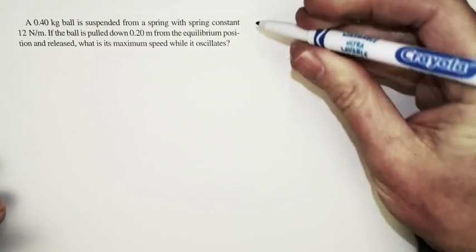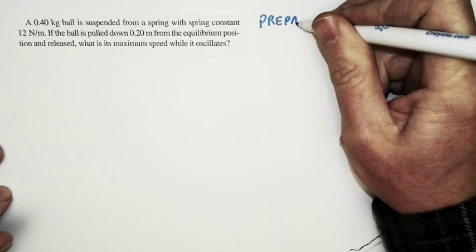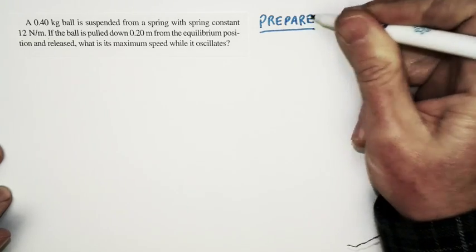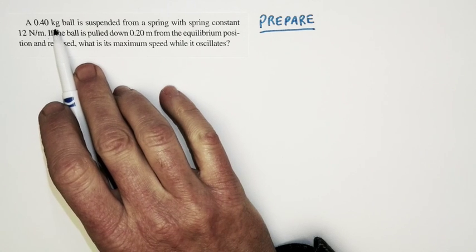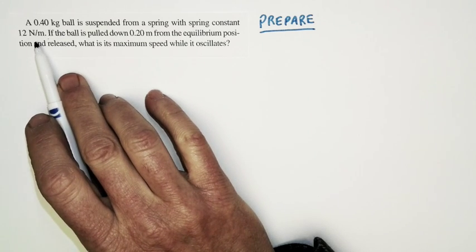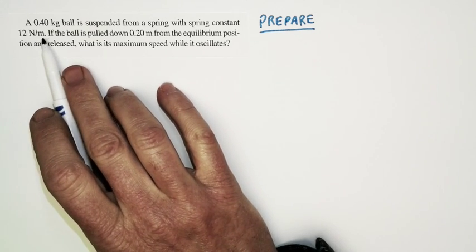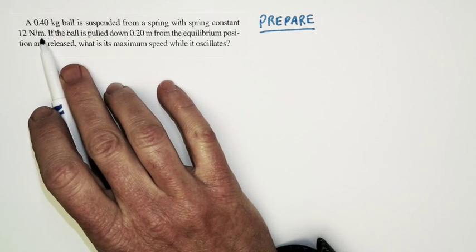Let's take a look at what this problem is saying. So it's a 0.40 kilogram ball, and it's suspended from a spring with a spring constant of 12 newtons per meter. And it turns out that's a pretty heavy ball. 0.4 kilograms is something like a pound. 12 newtons per meter. A pound is about 5 newtons, and that's how much restoring force it provides if it's stretched by a distance of 1 meter.